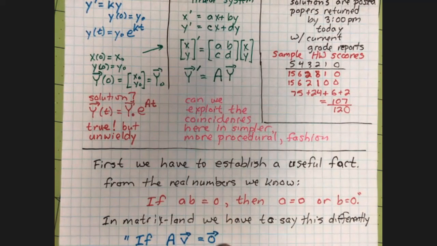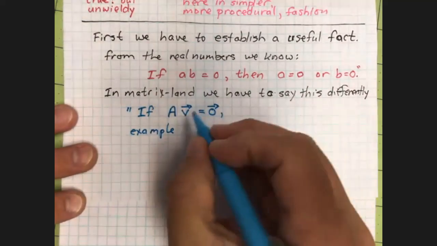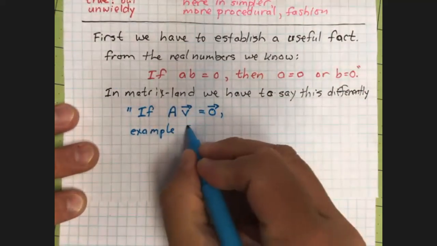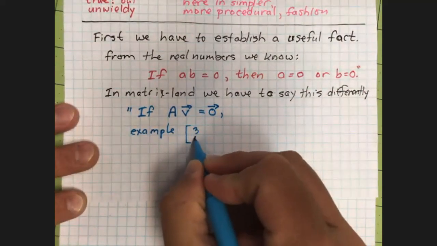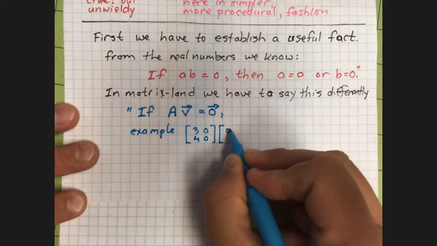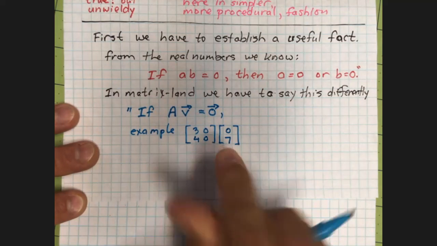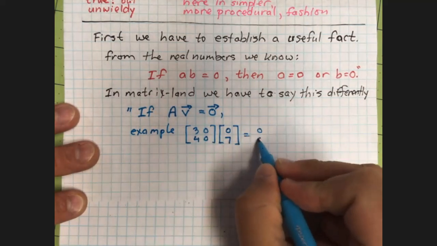This is a statement about numbers. This is a statement about vectors. It would be beautiful if that forced one of these two people to be zero, but that is not true. For example, let's take this matrix, 3, 4, 0, 0, and let's multiply by this vector, 0, 7. Do you see that when you multiply this matrix times this vector, you get 0 and 0?